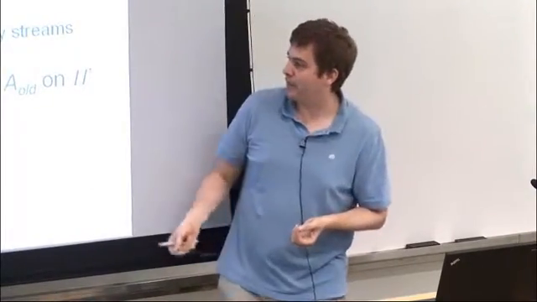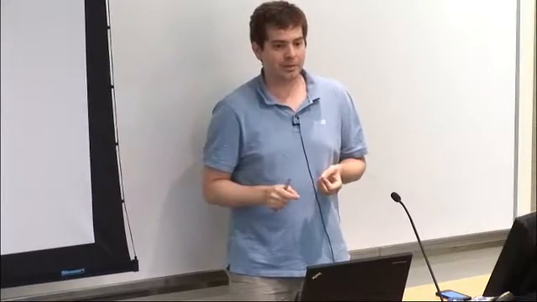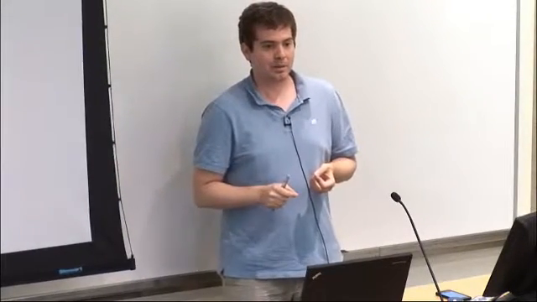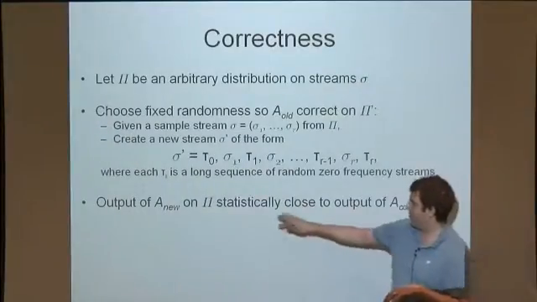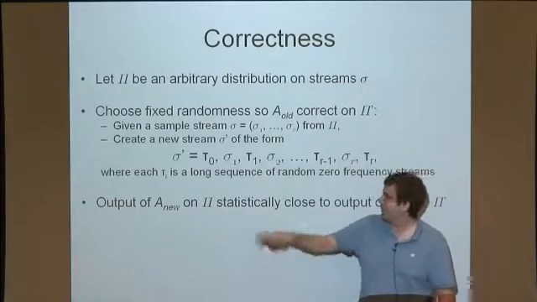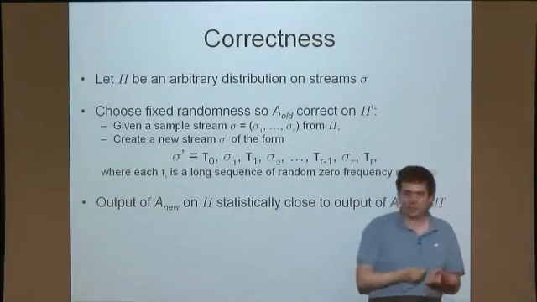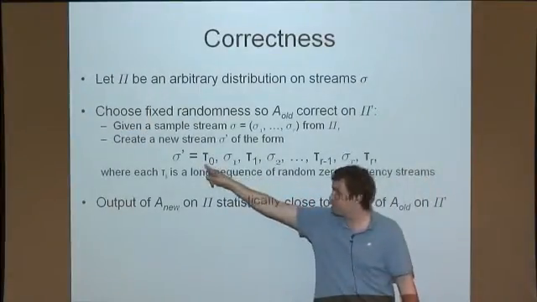Now, how did we define our starting state for A new? What we did is we took a random walk from the starting state of A old in the zero frequency graph. So basically, the distribution on terminal equivalence classes that we start at is statistically close to the distribution of terminal equivalence classes we would get by taking a long sequence of zero frequency streams.